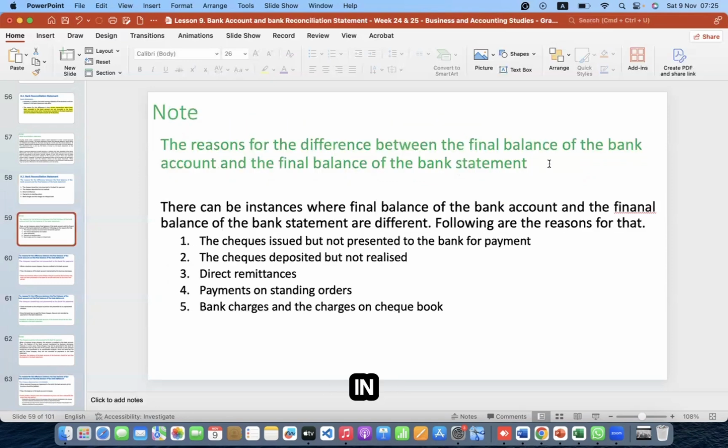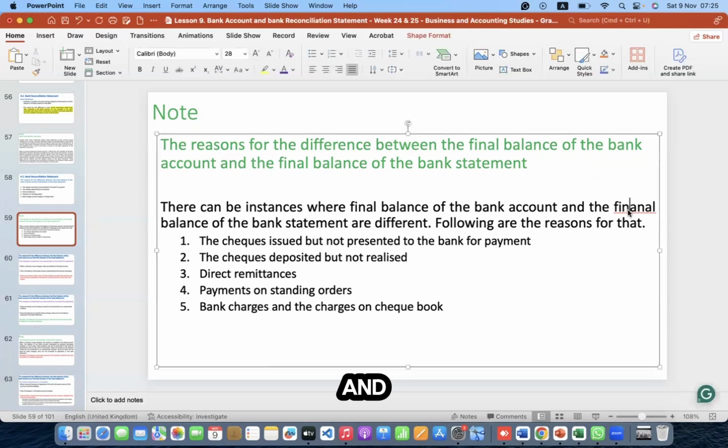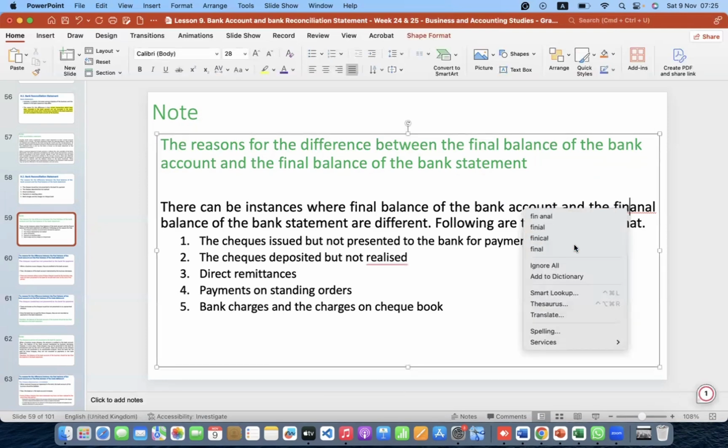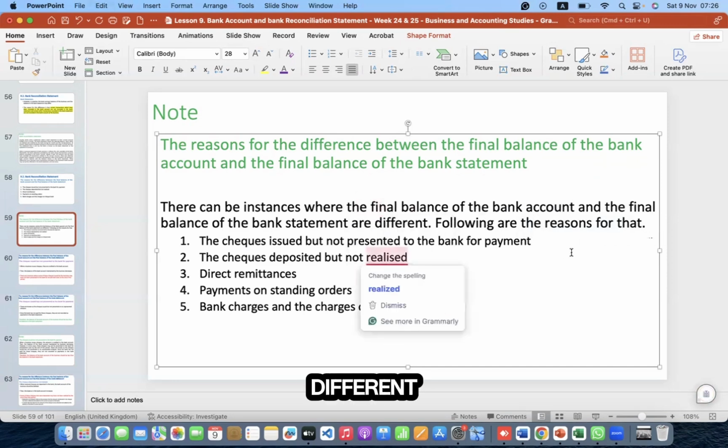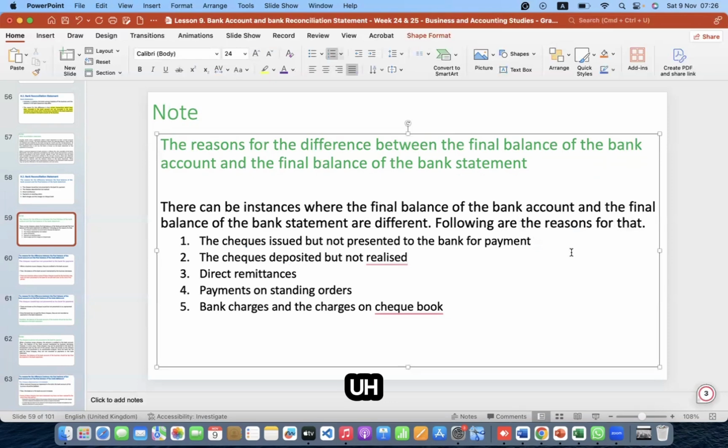So you can put a heading, the reasons for the difference between the final balance of the bank account and the final balance of the bank statement, and start writing this. There can be instances where final balances of the bank account and the final balance of the bank statement are different. Following are the reasons for that. The checks issued but not presented to the bank for payment, the checks deposited but not realized, direct remittances, payment on standing orders, bank charges and charges on checkbooks. So these are the main reasons.